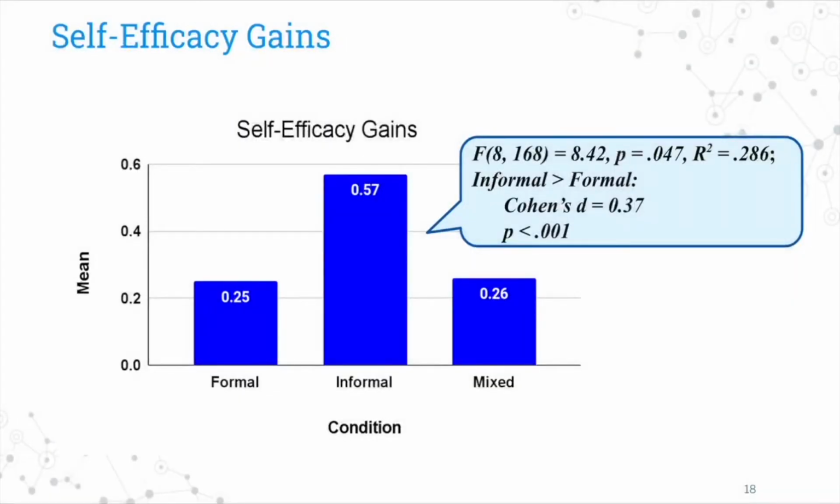A one-way ANCOVA found a significant difference in self-efficacy gains between language used. Specifically, we found that the informal language setting gave participants much higher self-efficacy gains in comparison to the formal setting. This is consistent with findings from previous, similar studies.